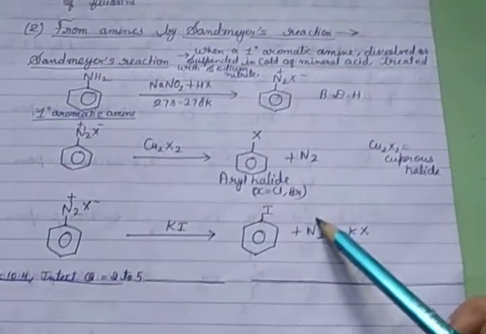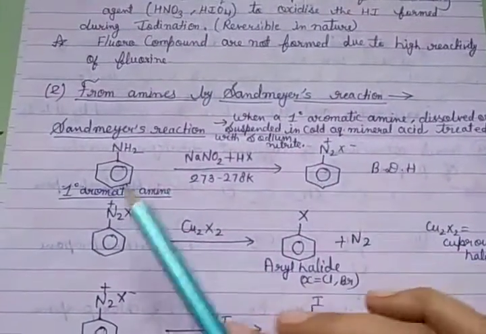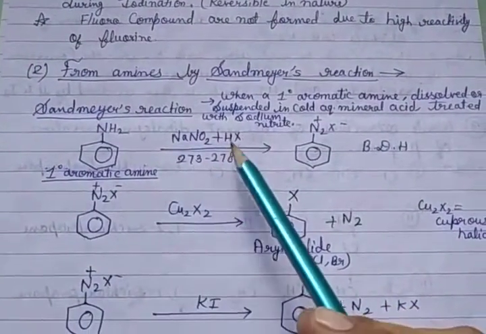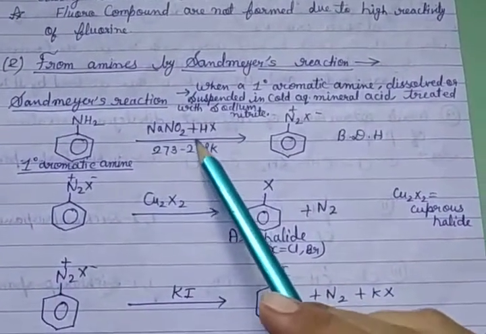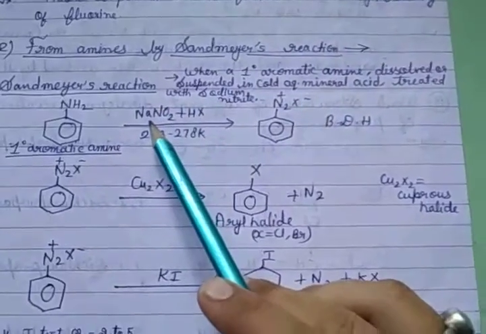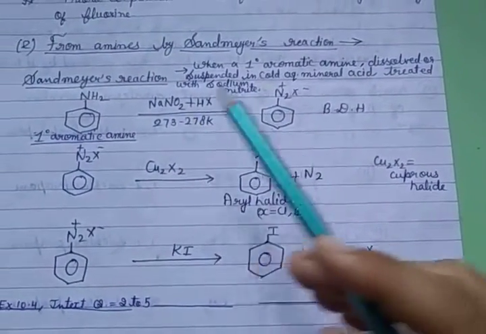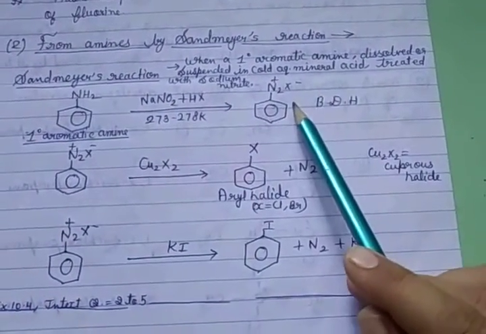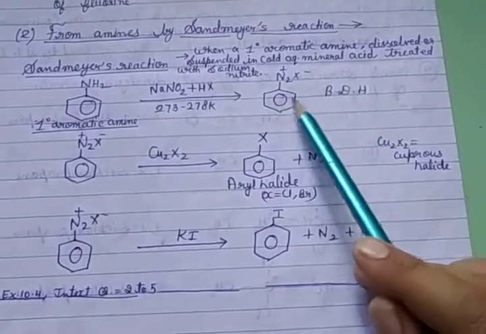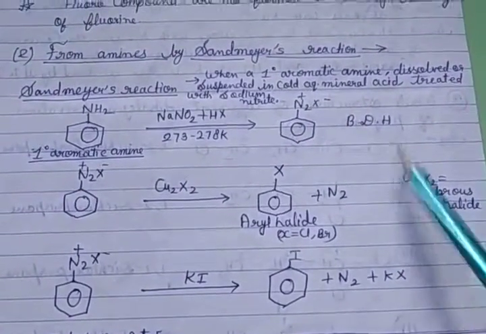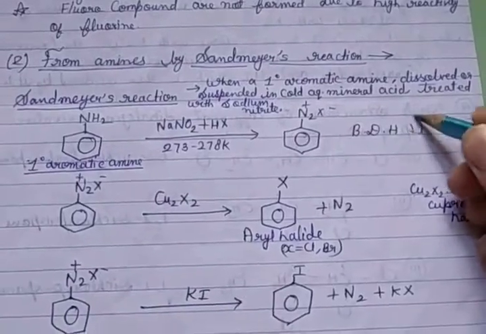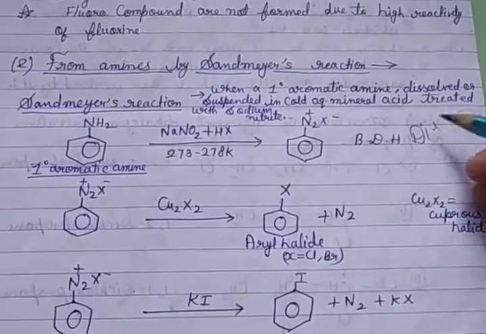So when a primary aromatic amine is dissolved or suspended in cold aqueous mineral acid and treated with sodium nitrite, NaNO2, it forms benzene diazonium halide. This reaction is called diazotization.